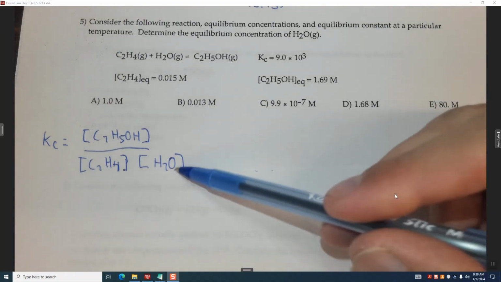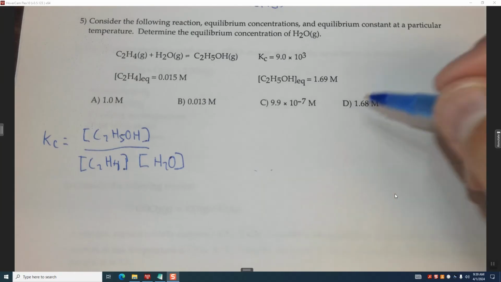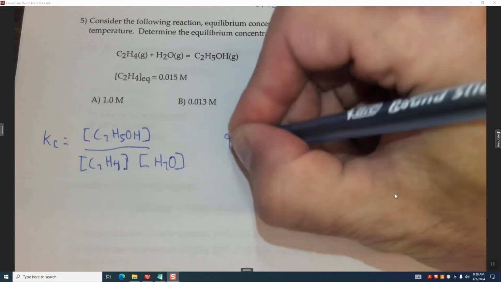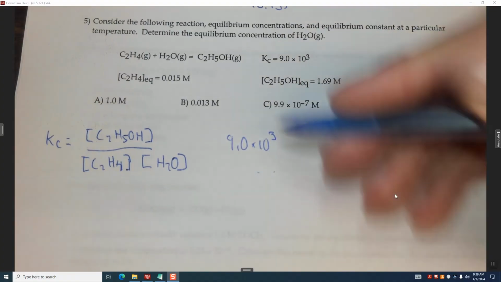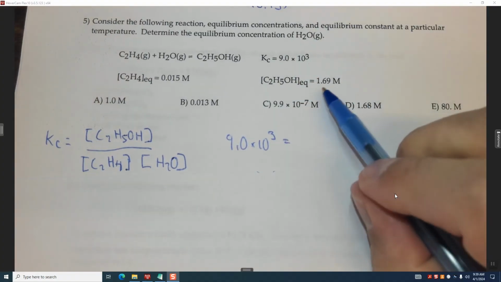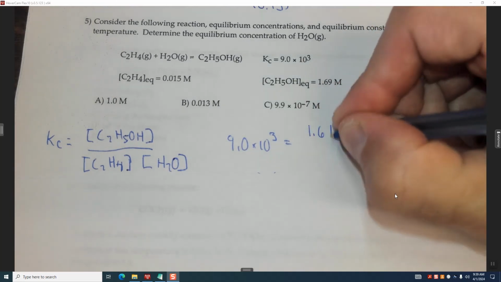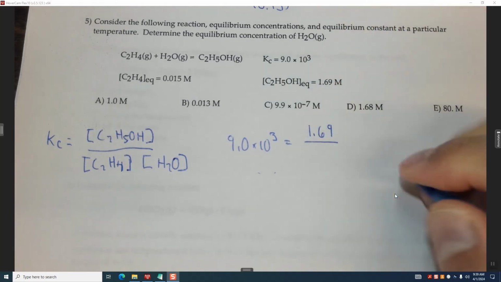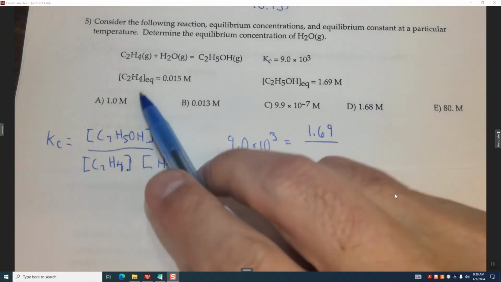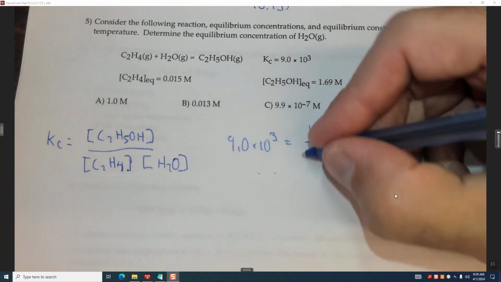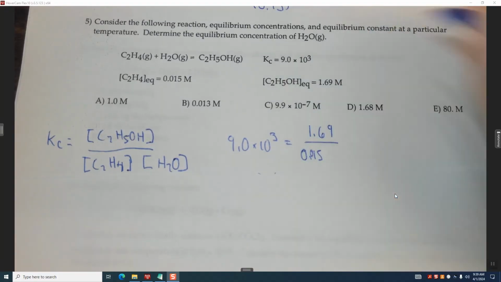In this case, we're looking for the concentration of H2O. So what we want to do is plug in what we know. Well, we know Kc, 9 times 10 to the 3 is Kc, so I'm just going to plug that in, equals the concentration of ethanol at equilibrium. This is important, 1.69. Okay, we don't need to use an ICE table because these are not initial concentrations, they're equilibrium concentrations. The concentration of ethylene is 0.015.